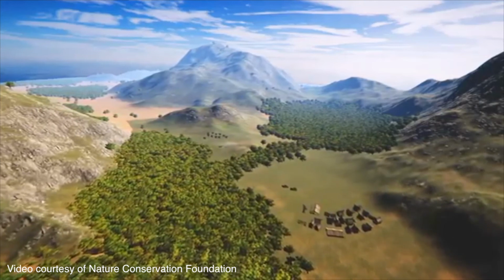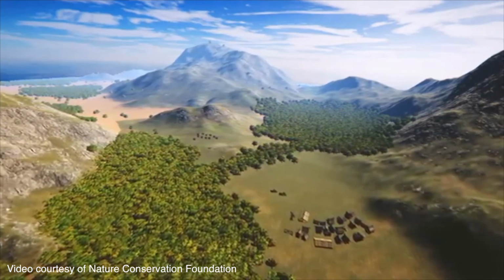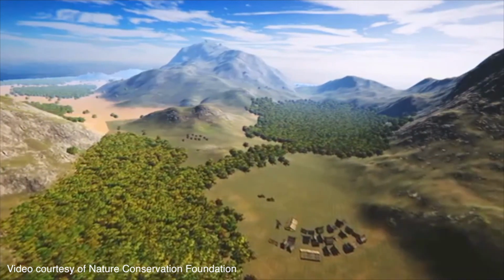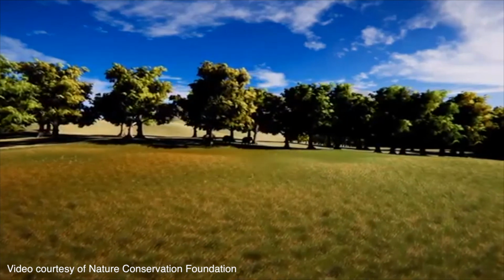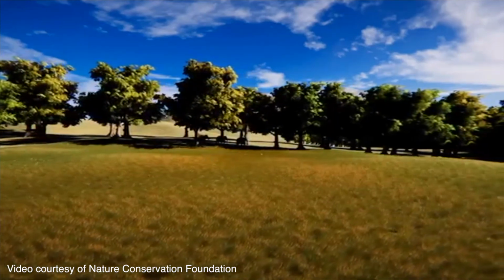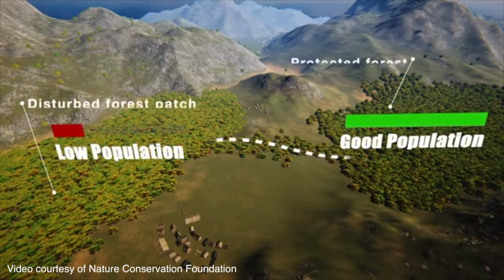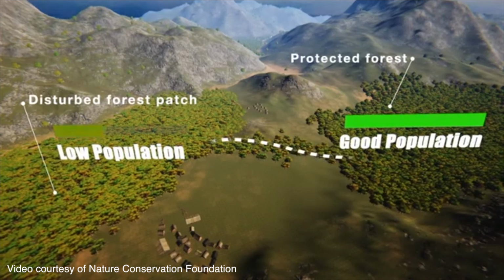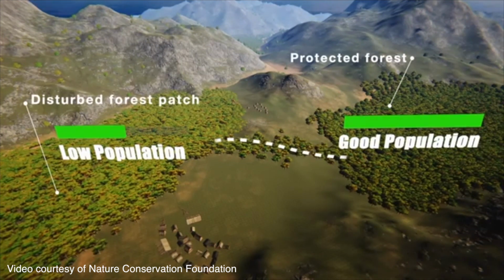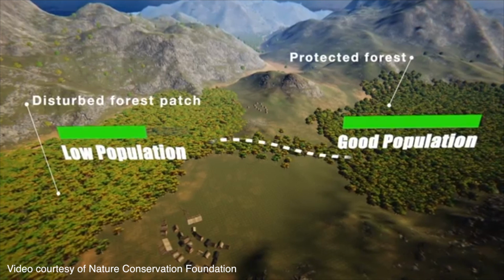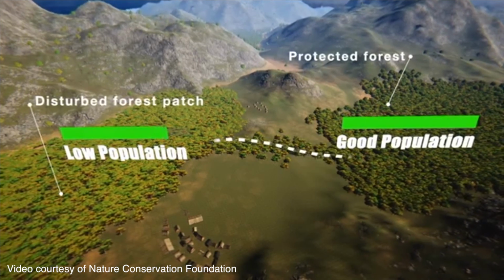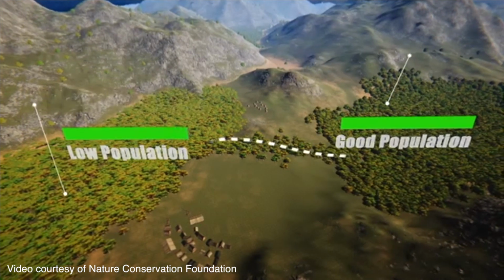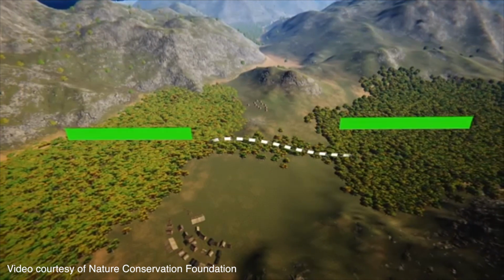But if this fragment was connected by a corridor to an adjoining forest, animals can move between them and establish new populations. Areas that are disturbed and with small populations take a very long time to recover to a healthy level. But when connected to areas that have good population numbers, their population increases rapidly.